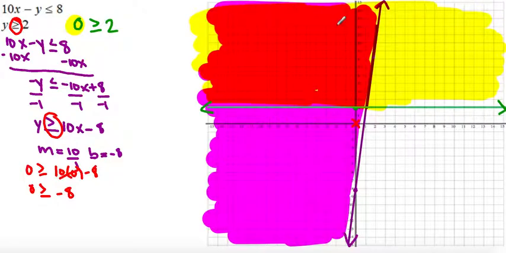Okay, so the solution here is everything that is in this red-orange area. So for example, negative 9, 6, and then including the lines as well. So the line right here and the line right here is a solution also, and then everything that's not, so everything in yellow and white and pink, is not a solution. So for example, 6, negative 4 is not a solution.